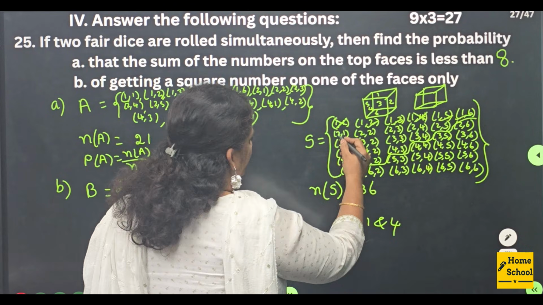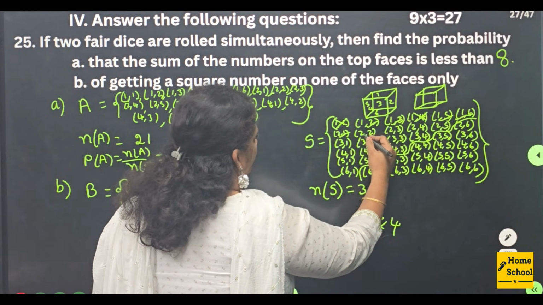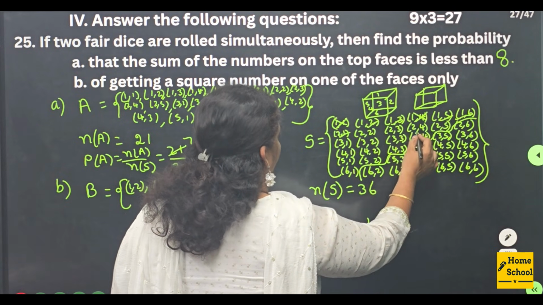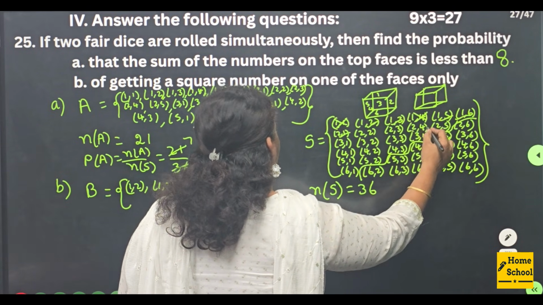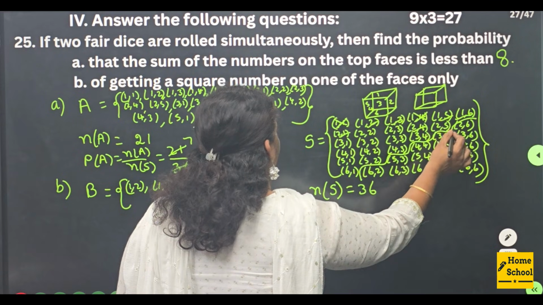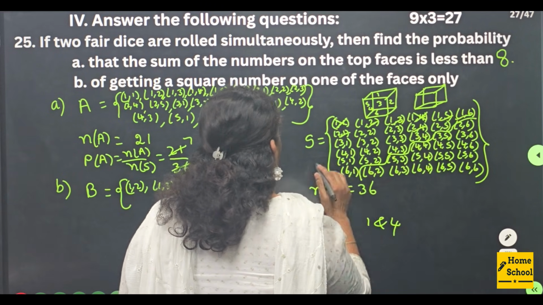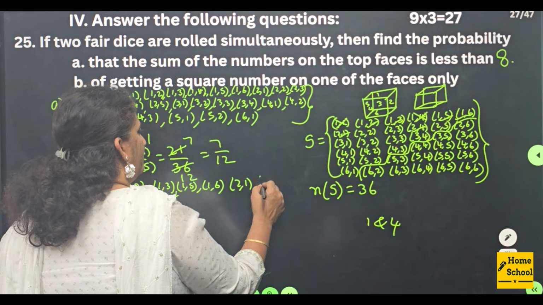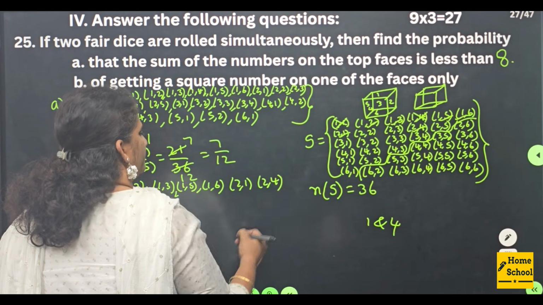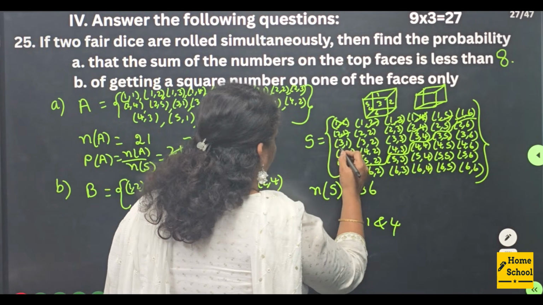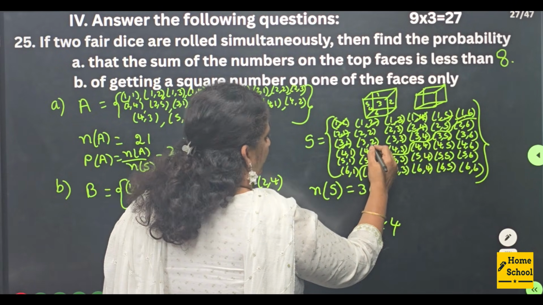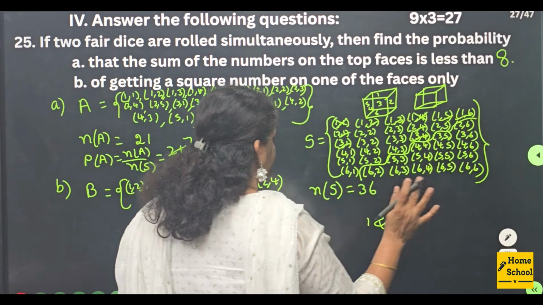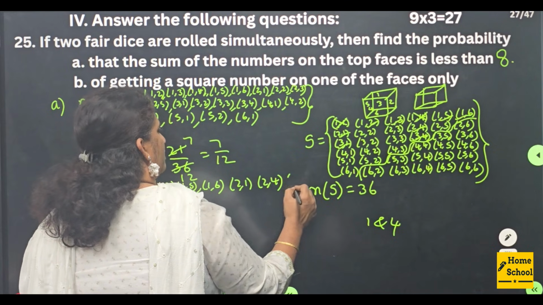Then coming to 2, 1, yes. 2, 2, no perfect square here, not allowed. 2, 3, not allowed. 2, 4, yes, 4 is a perfect square. 2, 5, no. 2, 6, no. And in this line, what do we have? 2, 1 and 2, 4. Now the third line, 3, 1, yes. 3, 2, not allowed. 3, 3, no. 3, 4, yes. 3, 5, 3, 6, not possible. So 3, 1 and 3, 4.